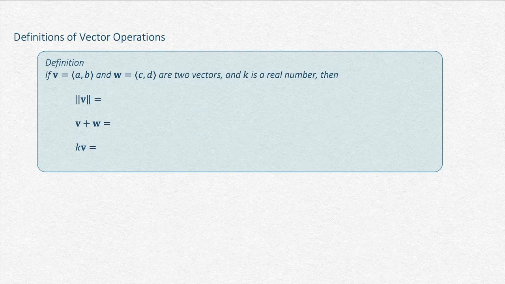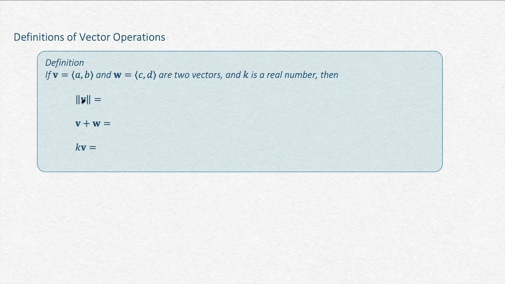Having the component form of vectors allows us to define a lot of operations based on those components. So we've got these two vectors v and w. You'll note that they're in boldface. And we've got their components. So the vector v is ⟨a, b⟩, vector w is ⟨c, d⟩, and k is some real number.